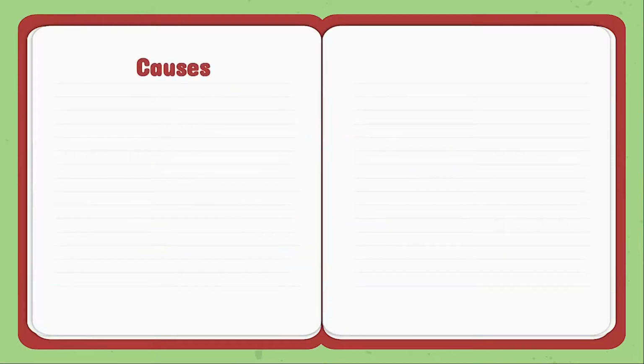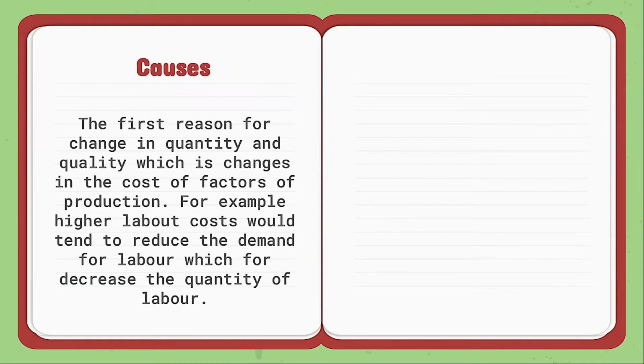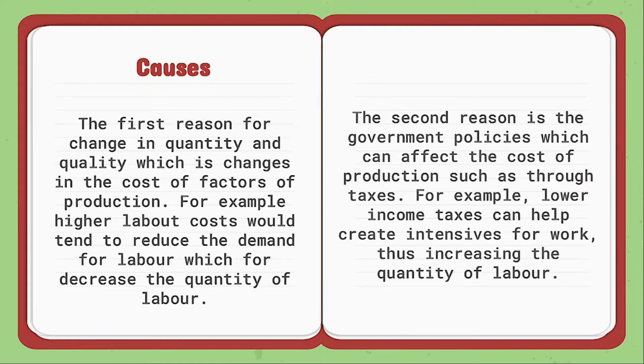Let's start with the first reason. It is the change in the cost of the factors of production. For example, higher labor costs would tend to decrease demand for labor, resulting in less quantity of labor. The second reason is government policies, which can affect the cost of production, such as through taxes. For example, lower income taxes can help create incentives for work, which will result in increasing the quantity of labor.